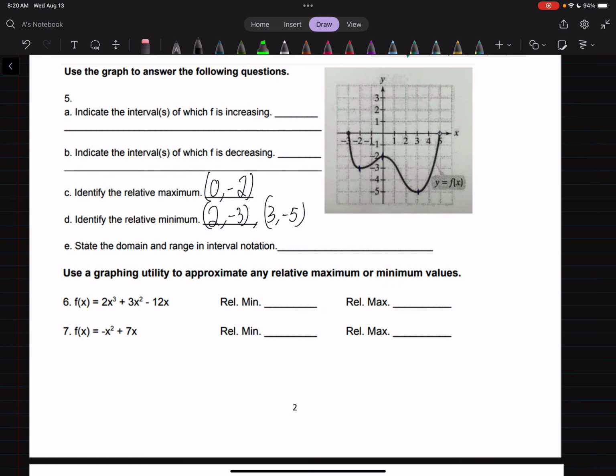State domain and range. All right, domain, -3 to 5, not including 5, including -3. Range, -5 to 0, including both.